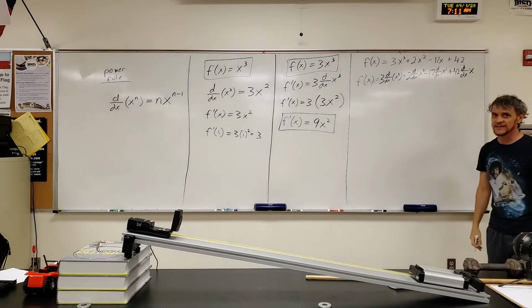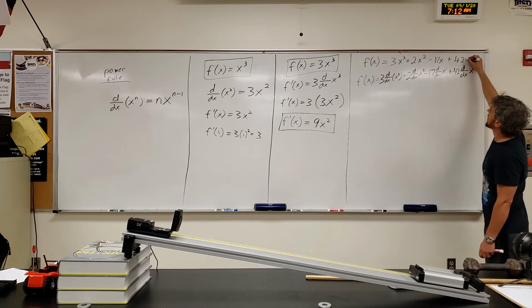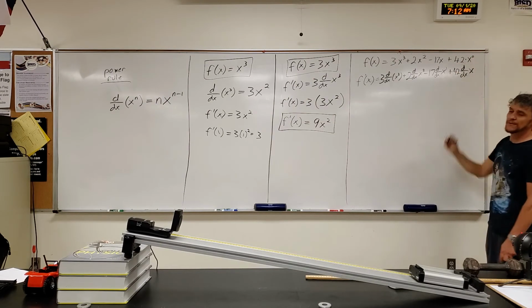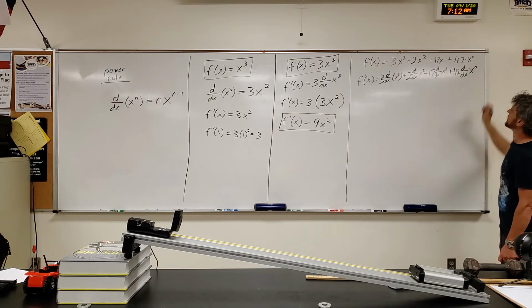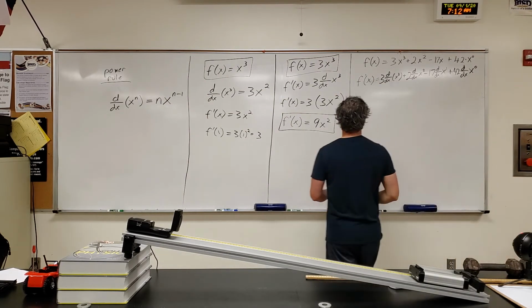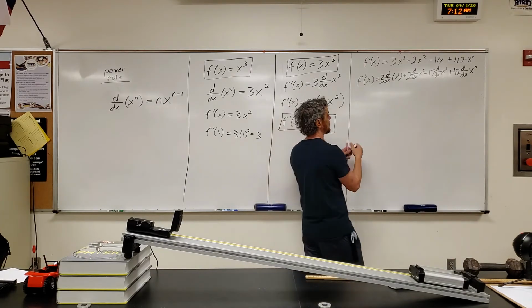I'm going to put an x there, but what's the exponent on that x? Well, this is 42 times x to the 0 power, right? So that'll be x to the 0 power. And then I just evaluate the derivative using the power rule for each term here.